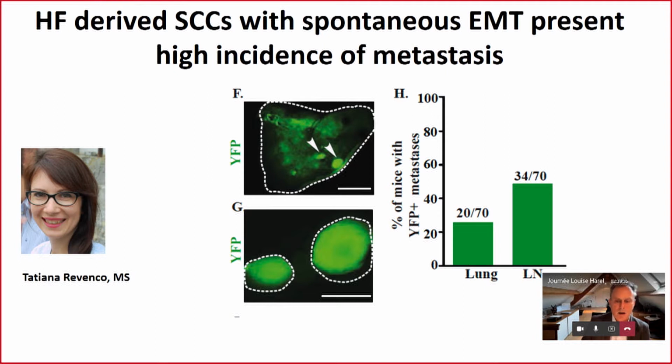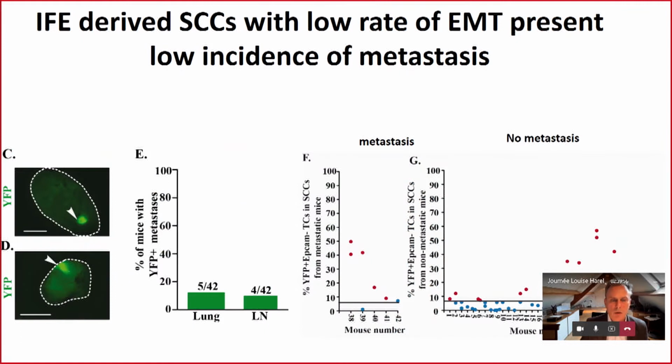So this EMT has a lot of importance. And also, as Thomas showed you, and we kind of confirmed what he showed you with the ZEB1 knockout, the EMT tumor cells present a high proportion of lymph node and lung metastasis. Whereas the other tumor type, which does not present EMT or presents it rarely, presents a very low frequency of lymph node and lung metastasis.